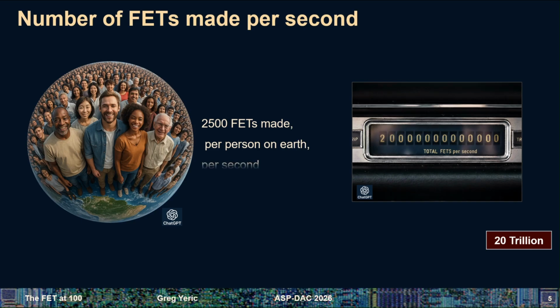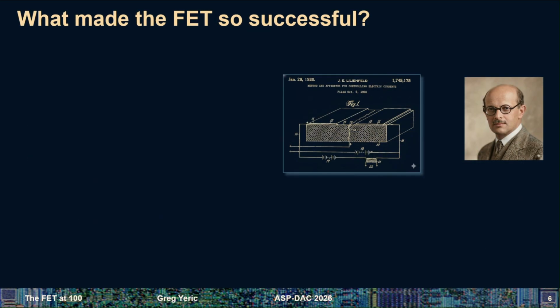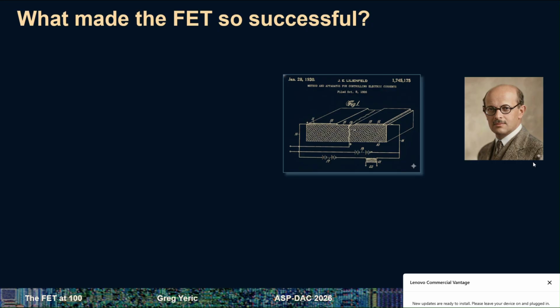So all of us in the world, we get 2,500 new FETs every second. So this is the most successful thing that humankind has made. It permeates all kinds of things already, before we get into maybe the heart of the AI era coming up. So what made the FET so successful?